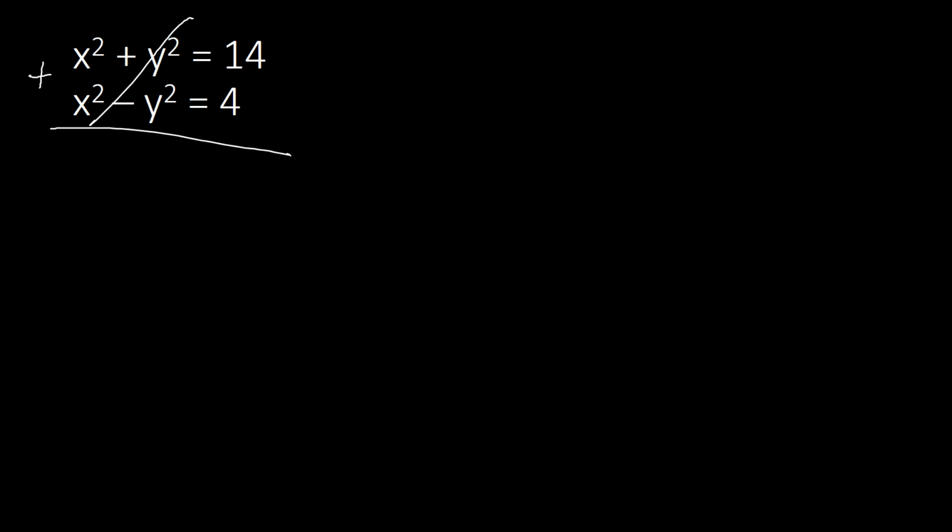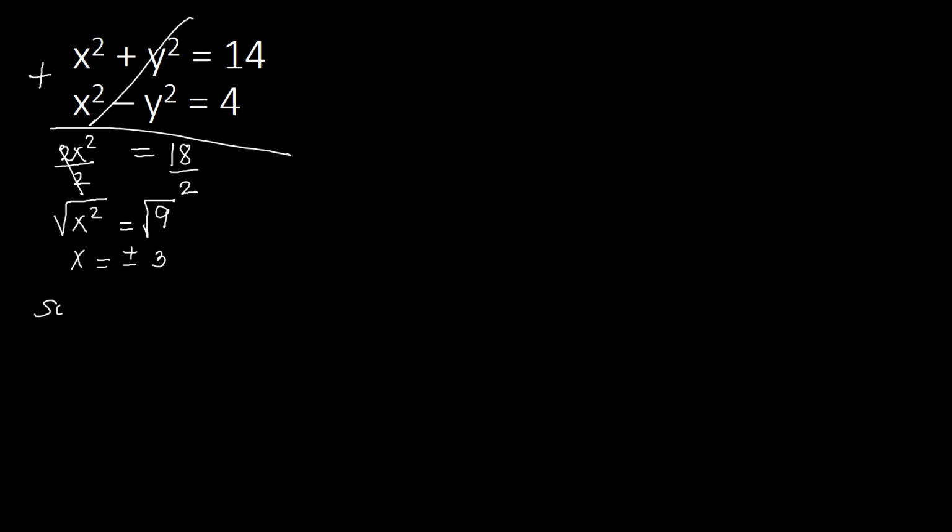Eliminating that one, we have 2x squared equal to 14 plus 4, that is equal to 18. From there, we can divide by 2 so that we can solve for x. So we have x squared equal to 18 divided by 2, that's 9. Then we get rid of the square by taking the square root. So we have x equal to positive or negative 3. Meaning to say, we've got one x which is equal to 3 and the other one is negative 3.